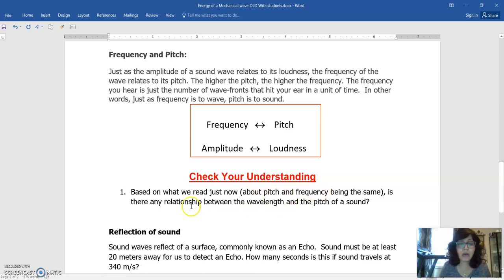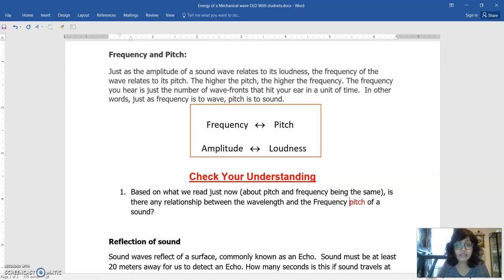The question is talking about pitch and wavelength. If I replace pitch with frequency, then I'm looking for the relationship between wavelength and frequency. And we learned that earlier: wavelength and frequency are inversely related.